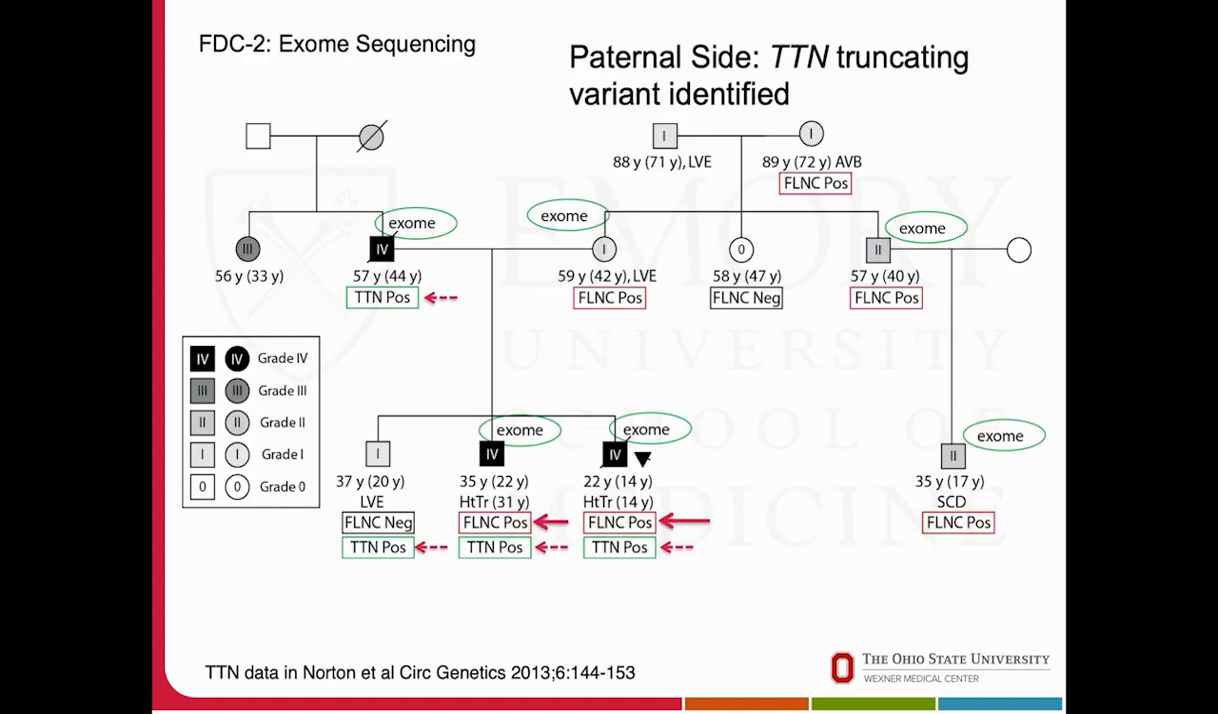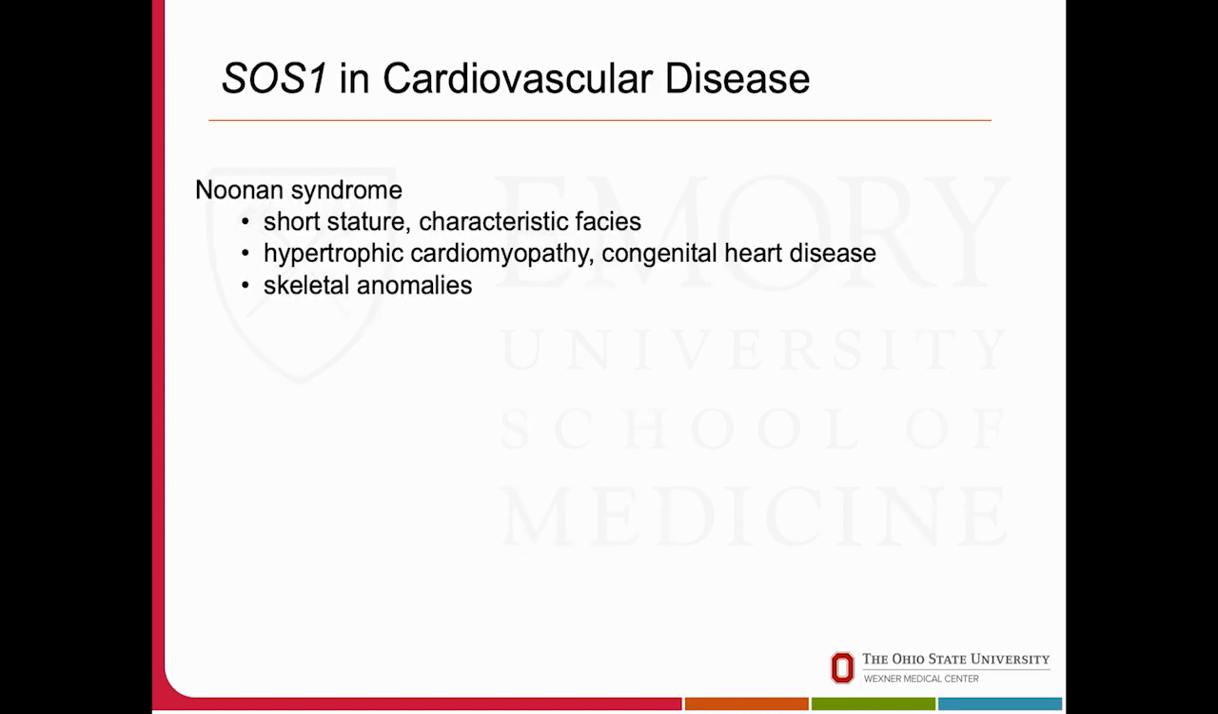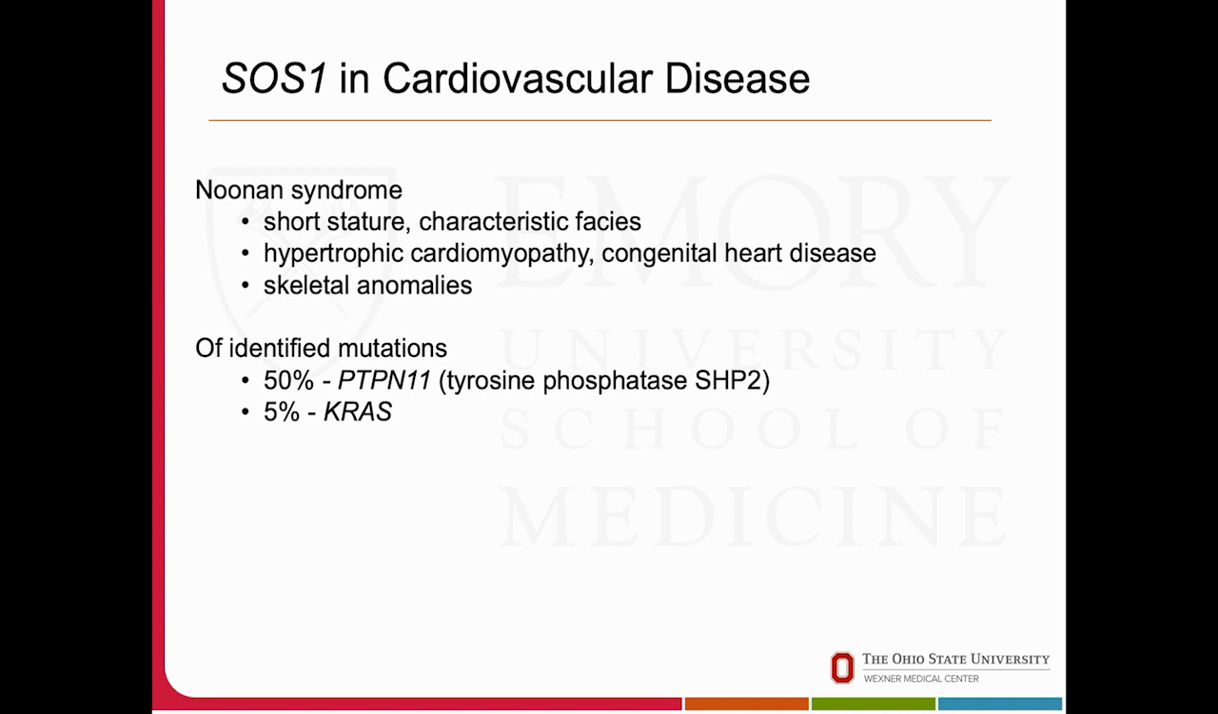So we identified this Titan truncating variant, and we don't think it explains all of the disease, but we think it does contribute probably. We also found a SOS1 variant, and we do think that this is in part where the money is. SOS1, for those I know, is associated with syndromic cardiovascular disease, Noonan syndrome, which is generally pediatric, short stature, characteristic facies, generally hypertrophic cardiomyopathy, although DCM has been reported.